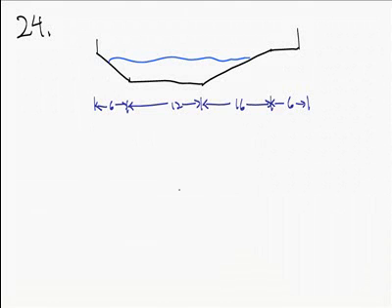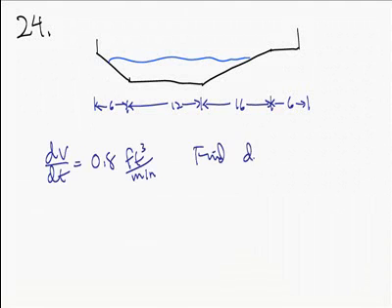We're given that the pool is being filled at a rate of 0.8 cubic feet per minute. So we're given that dV/dt, the change in the volume with respect to time, is 0.8. Again, that's given in cubic feet per minute. We want to find the change in the height of the water, dh/dt, when the depth at the deepest point, h, is equal to 5.